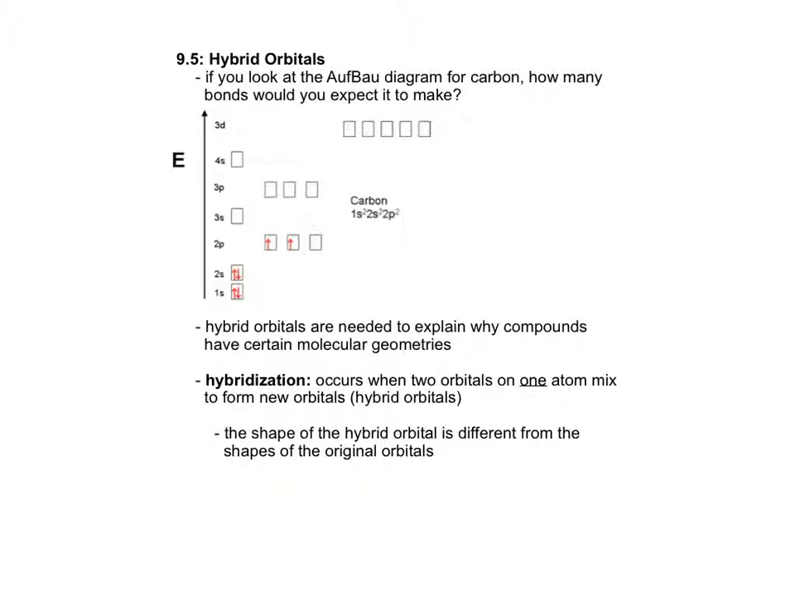So hybridization occurs when 2 orbitals on one atom mix to form 2 new orbitals. They're called hybrid orbitals. And the shape of the hybrid orbital is different from the shape of the original orbital. So we're going to take a look at those.